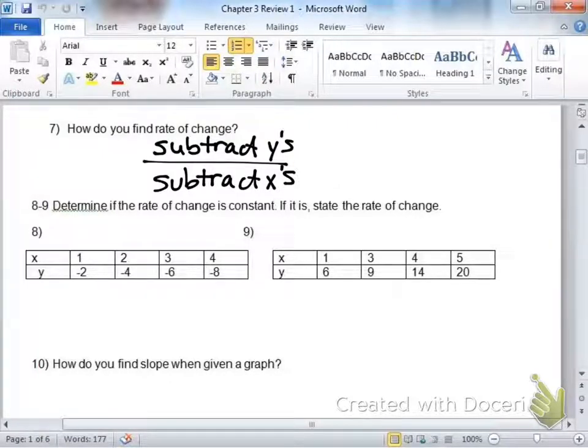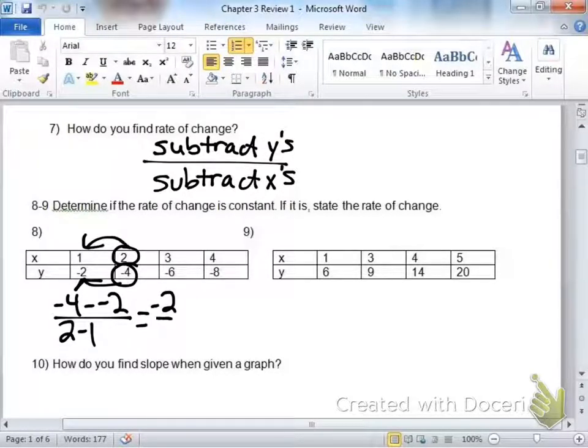So we'll do that for number 8 and number 9. It doesn't really matter which way you subtract. I think we've done both in this class. I usually go from the second one back to the first one. So -4 minus -2 over 2 minus 1. That would give me -2 over 1.